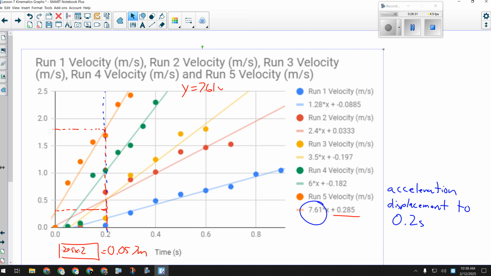7.61 times 0.2, okay? And then I actually wouldn't even add on this 0.285. I only want the height of the triangle. If I add on 0.285, that gives me the distance from the x-axis to there. Would you agree? Everyone follow what I mean there? If I add on the 0.285, what I calculate is this whole height here. I don't need that. I only need the height of the triangle, so I'm just going to do this.